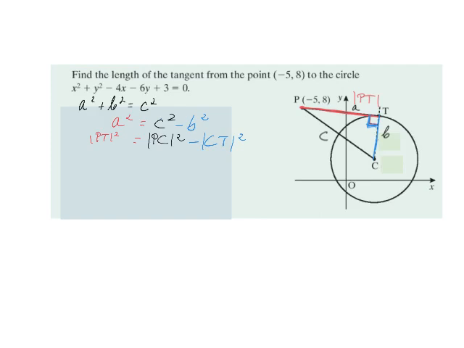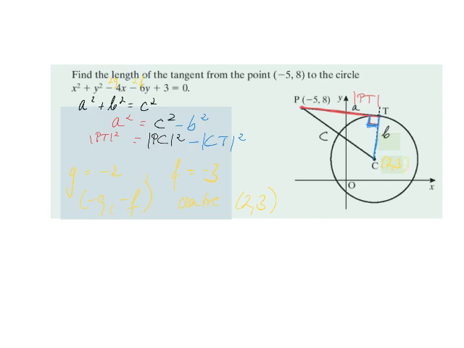The first thing is we need to actually find the point C, the center. We can look at our equation of the circle, and we know that this is 2g and this is 2f. That would mean our g is -2 and our f is -3. We know the center is given by -g and -f, which means the center is 2, 3.